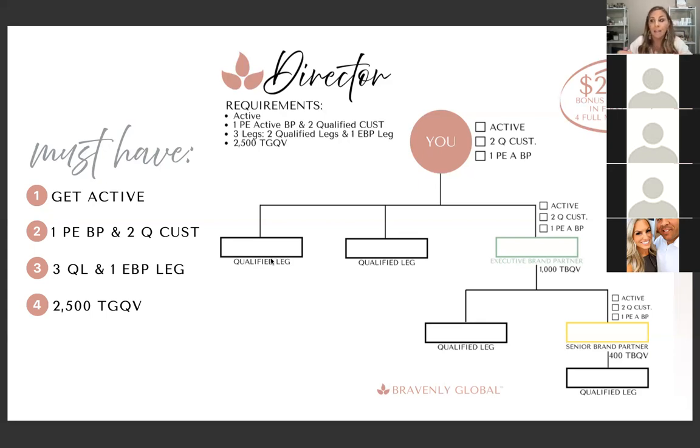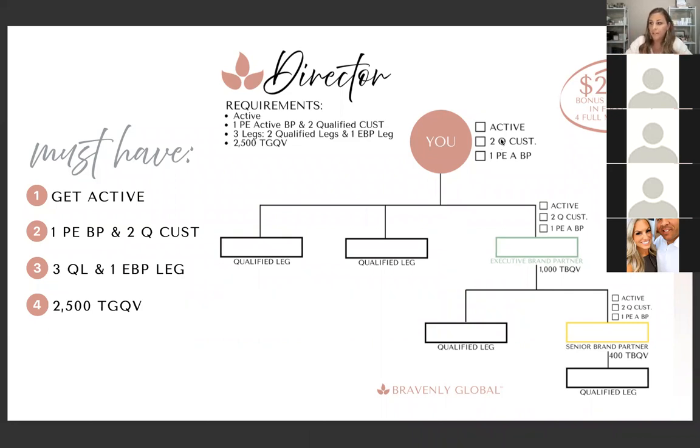But what that means is somebody from your upline has the ability to place somebody on your team. You have the ability to place somebody on somebody else's team, okay? But one of these boxes has to be a personally enrolled that you've personally brought in. All right, so check that off when that happens. Then you do have to have 2 qualified customers. Remember, a qualified customer is a customer that's ordered within the last 6 months.